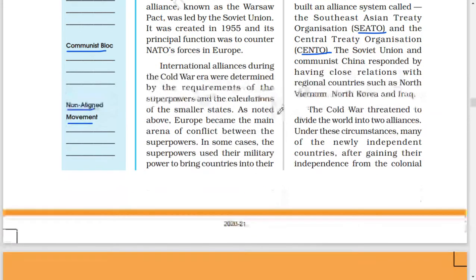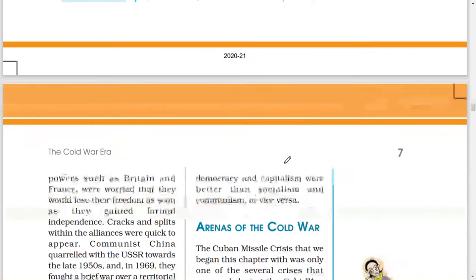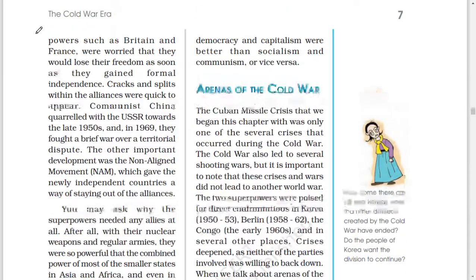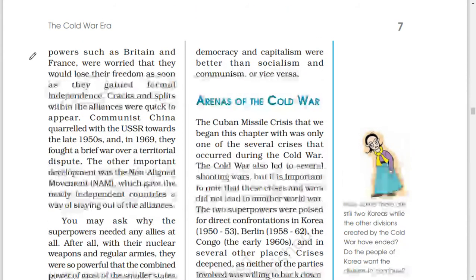The Cold War threatened to divide the world into two alliances. Under these circumstances, many of the newly independent countries, after gaining their independence from colonial powers such as Britain and France, were worried that they would lose their freedom as soon as they gained formal independence.